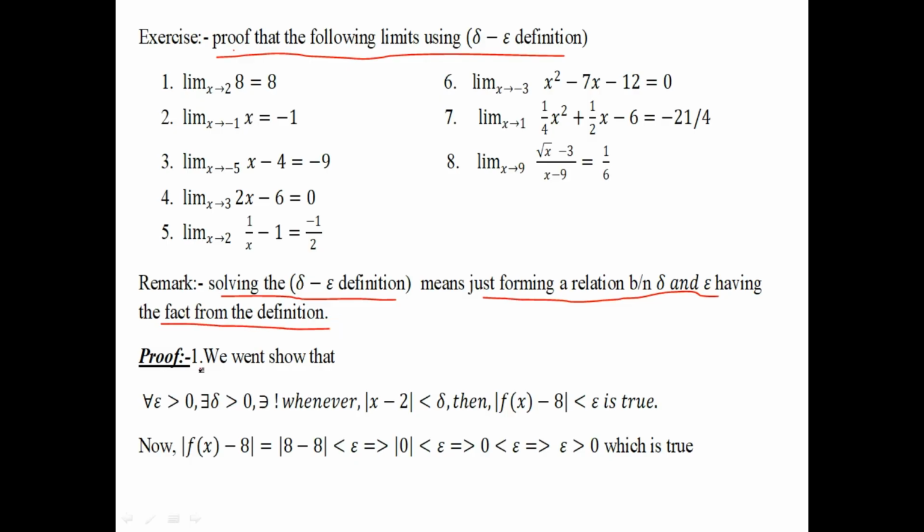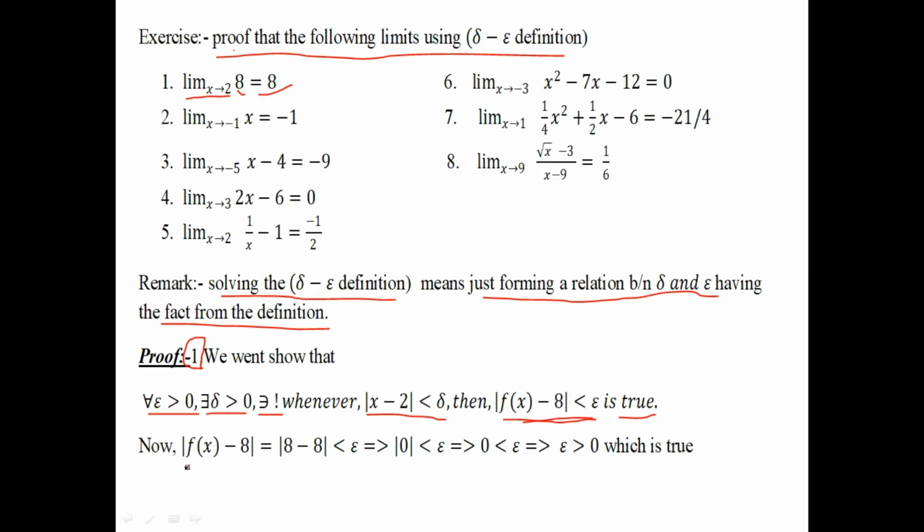Let's say, for example, proof number one. We want to show that the limit as x approaches 2 of 8 is equal to 8, using the definition. So we will show that for every epsilon there exists at least one value of delta greater than 0, such that whenever absolute value of x minus 2 is less than delta, then absolute value of f of x minus 8 is less than epsilon is true.